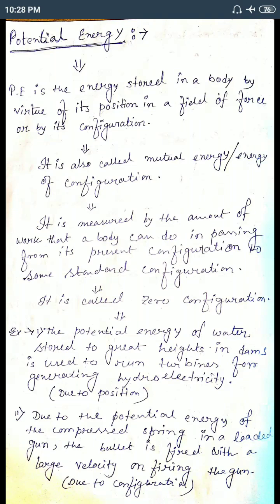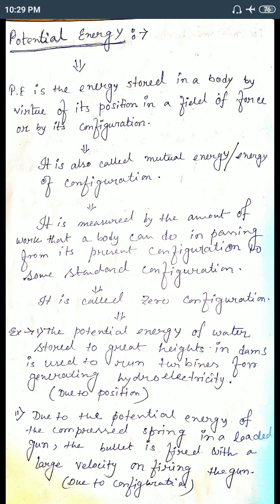Due to position, the potential energy of water stored at a great height in dams is used to run turbines for generating hydroelectricity. That is due to the position of the water at the height. Whenever the water falls from high to lower, its position changes, and using that property, the turbines move and generate hydroelectricity.